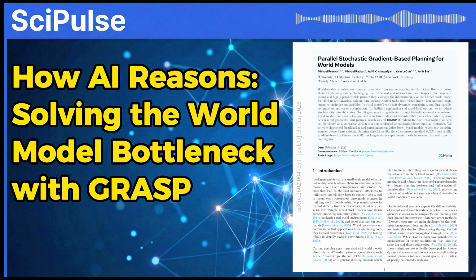And long term. Right. On horizons of 50 steps or more, GRASP smoked the competition. It had significantly higher success rates than CEM or vanilla gradient descent, up to 10% higher in some configs. And the speed: less than half the compute time of the shooting methods. That's the parallelization paying off.